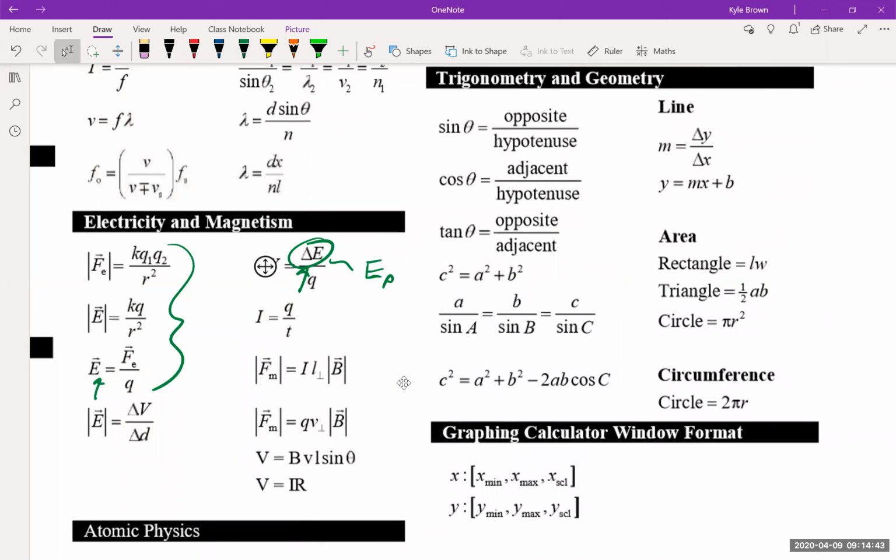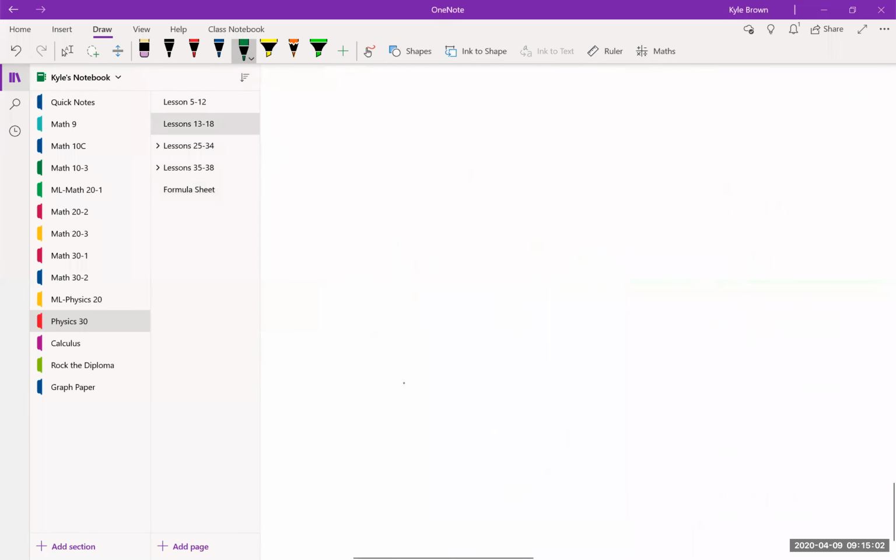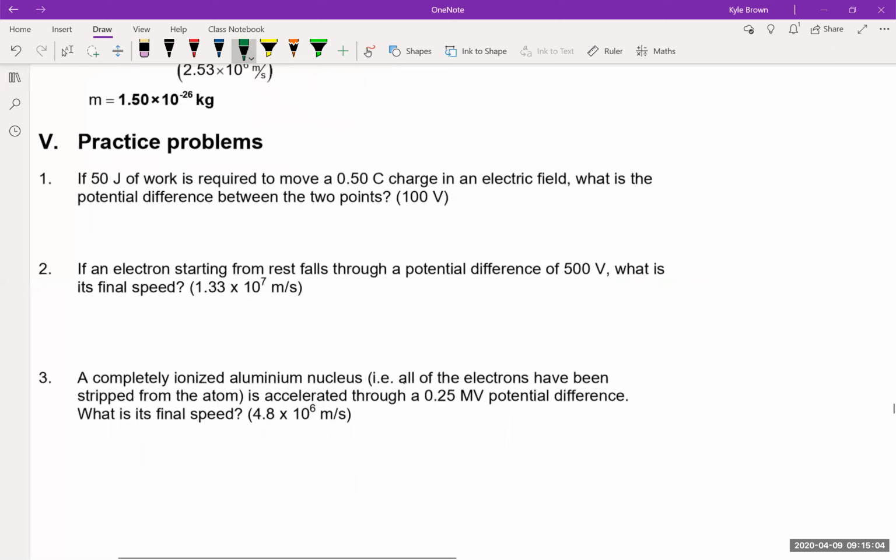Anyway, like I said, these ones are going to be electric field strength, and this one's going to be energy. So just make sure not to get those confused. If you can, mark it on your formula sheet just to make sure you're not going to make a mistake on that one. Let's go back here. All right, so we said 50 joules of work is required to move this many coulombs of charge in an electric field. What's the potential difference between the points? Okay, so we've got change in energy is equal to 50 joules.